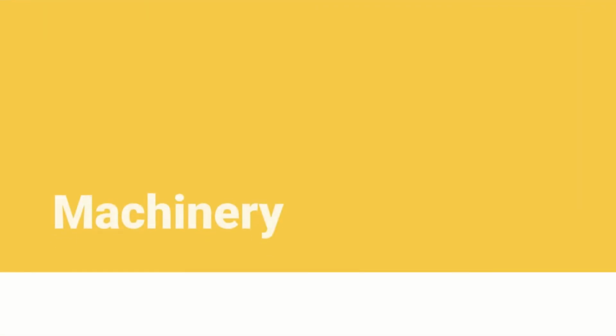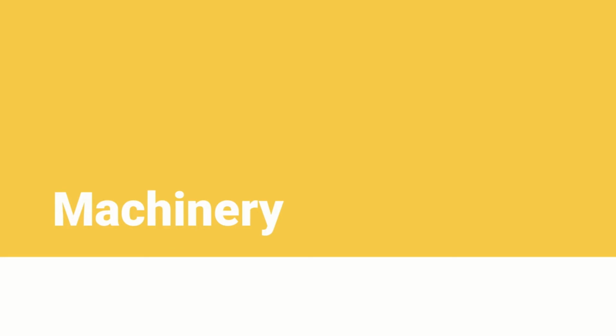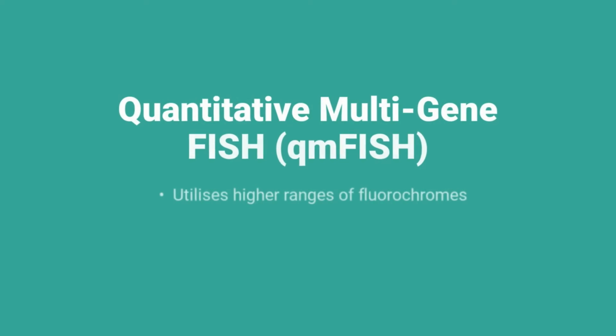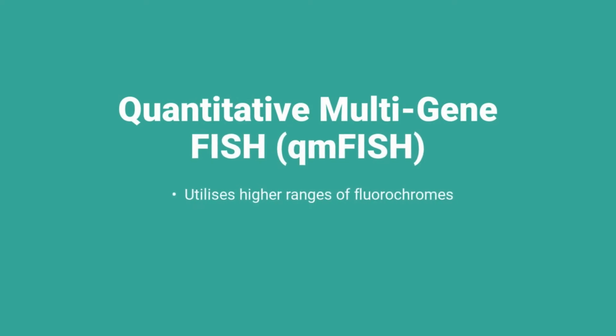There are various forms of FISH machinery having different uses. The most common are single or double probe detection kits, as well as quantitative multi-gene FISH kits. Single probe detection kits utilize one distinct fluorochrome to detect an alteration of a genomic fragment specific to a single locus, whereas double probe detection kits utilize two fluorochromes to detect the alteration of a balanced chromosomal translocation. Quantitative multi-gene FISH, known as QM FISH, uses a range of fluorochromes in order to simultaneously detect deletions or amplifications of multiple genes.